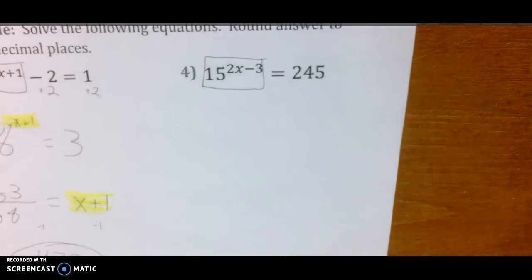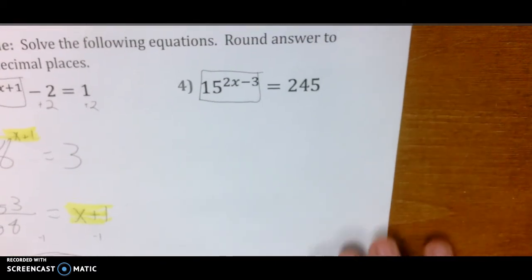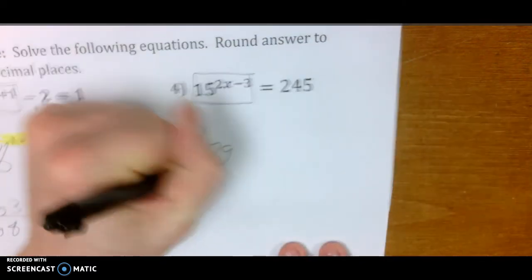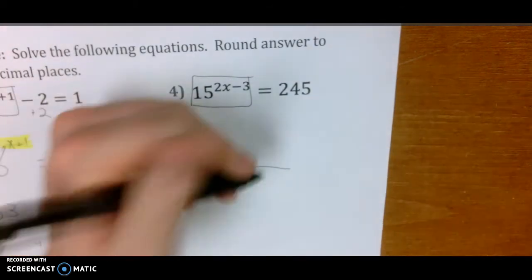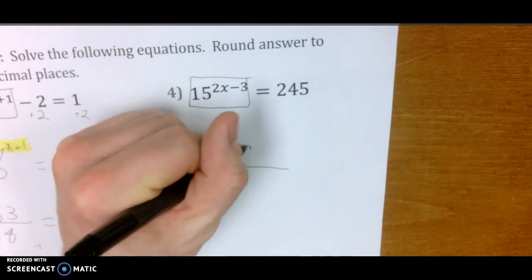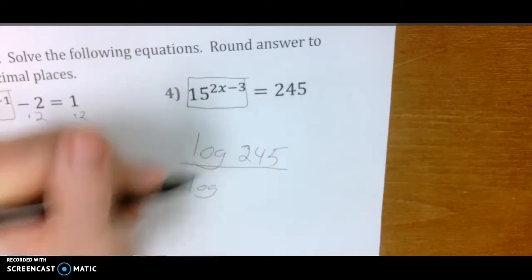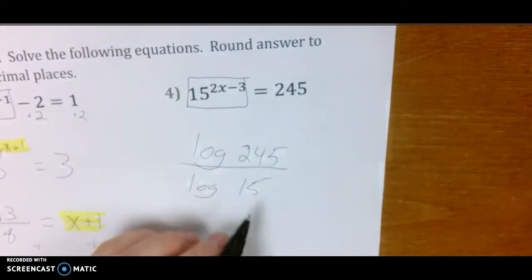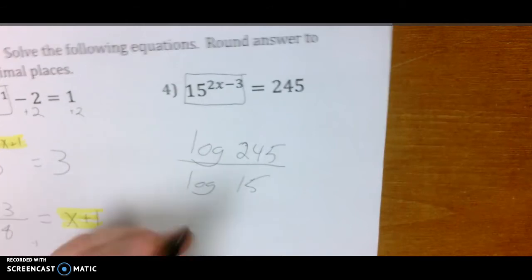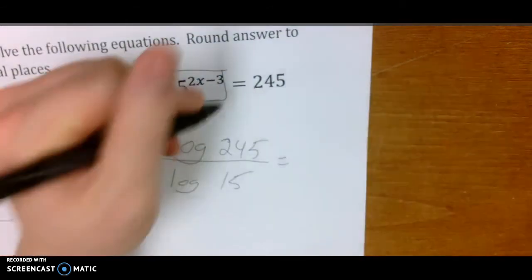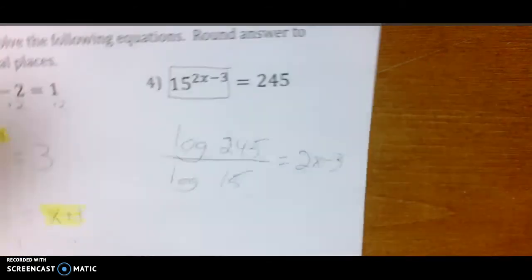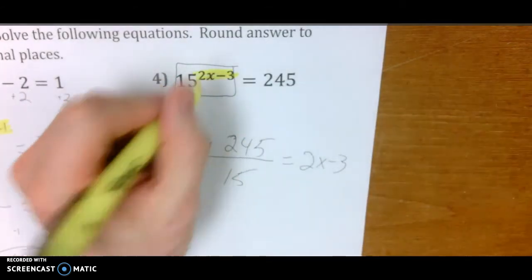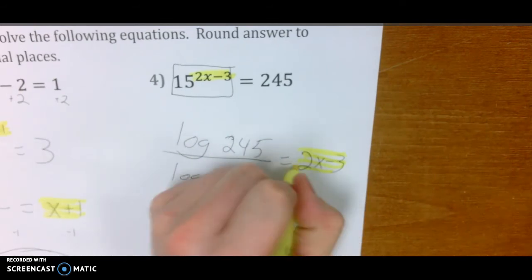Number 4 is awfully similar. We're going to start off with change of base formula. Log something divided by log something. Up top, we're going to have 245. Down below, we're going to have 15 because the base is always on the bottom. This is all going to be set equal to my exponent, which was 2x minus 3. So this exponent right here is what we are ultimately trying to solve for.